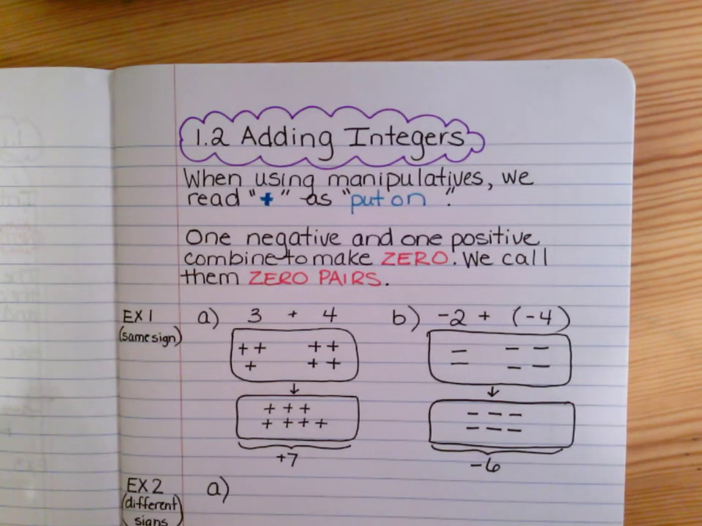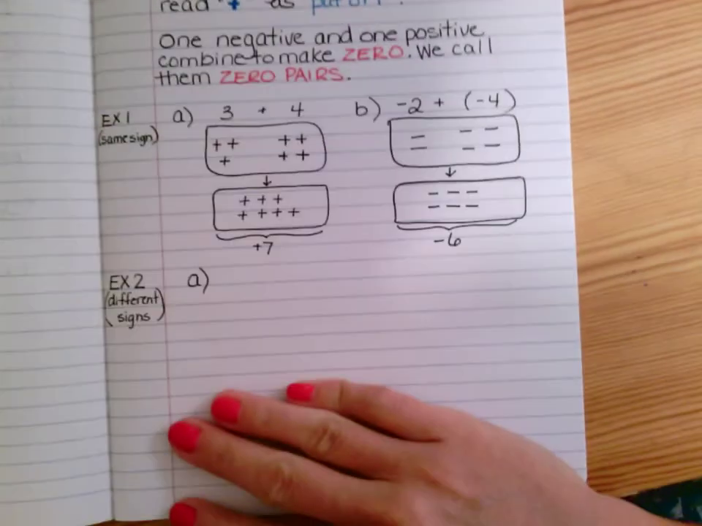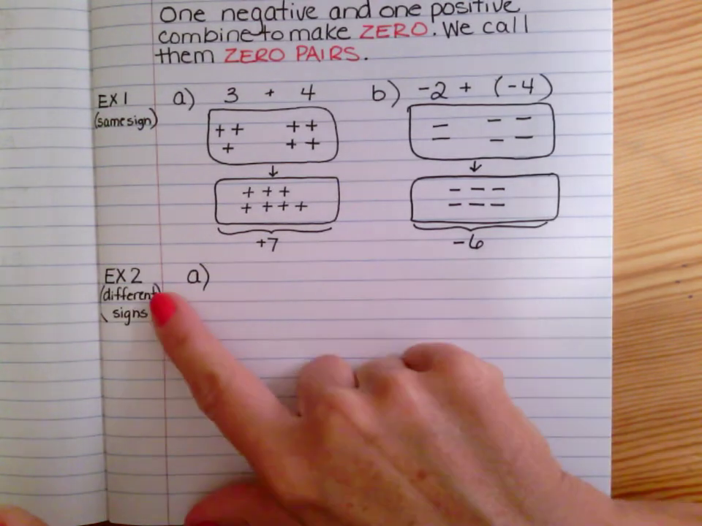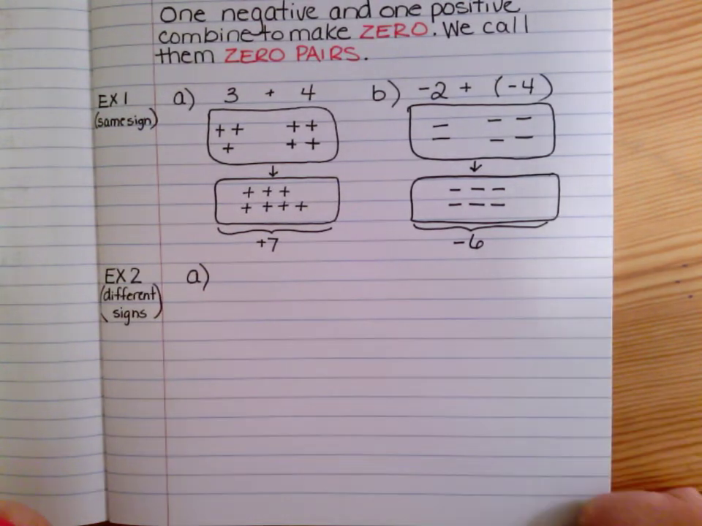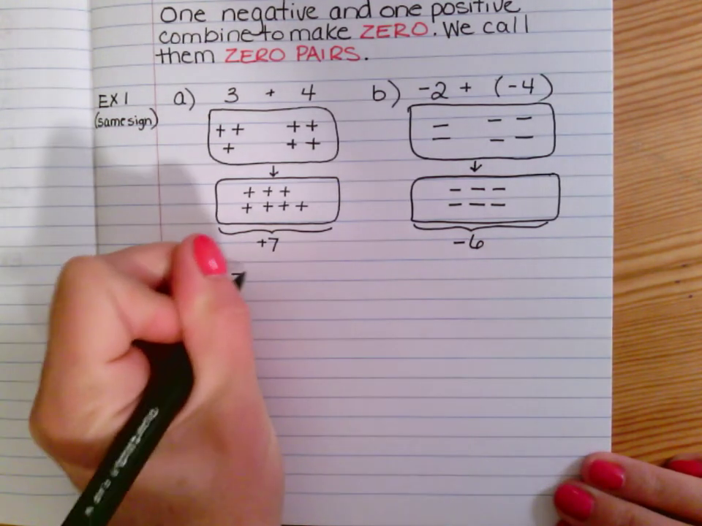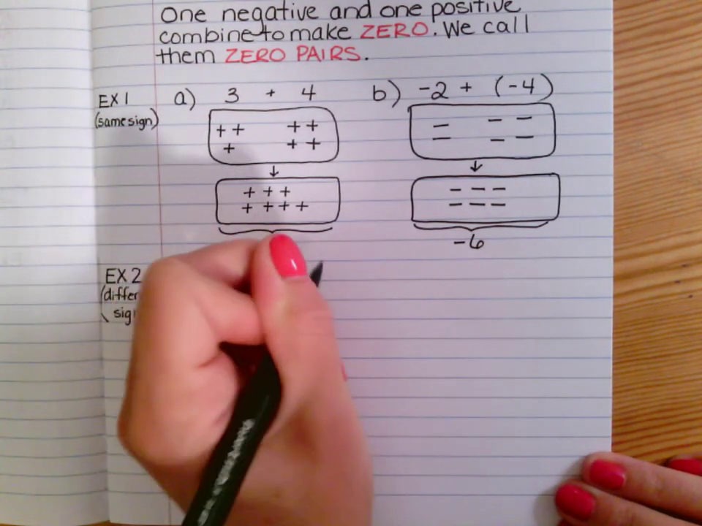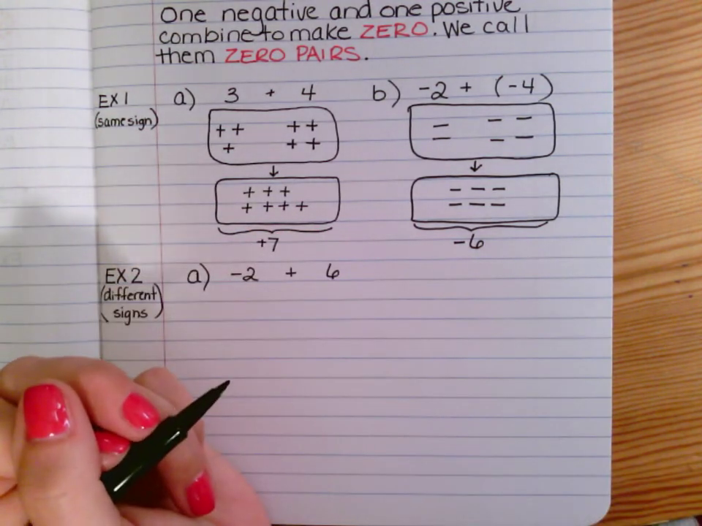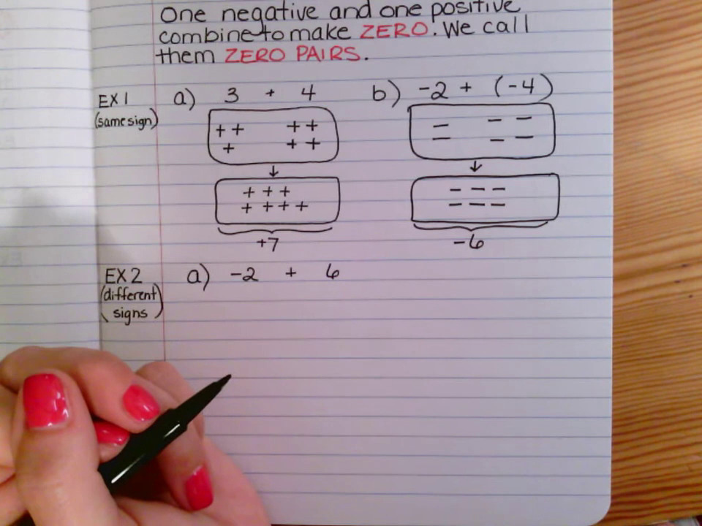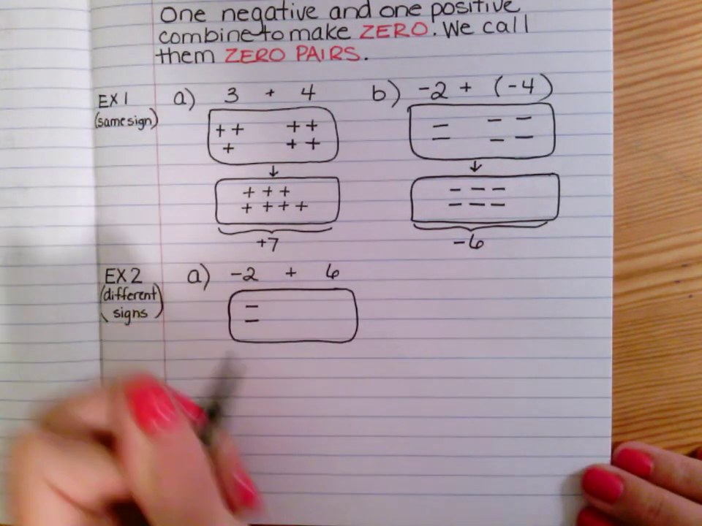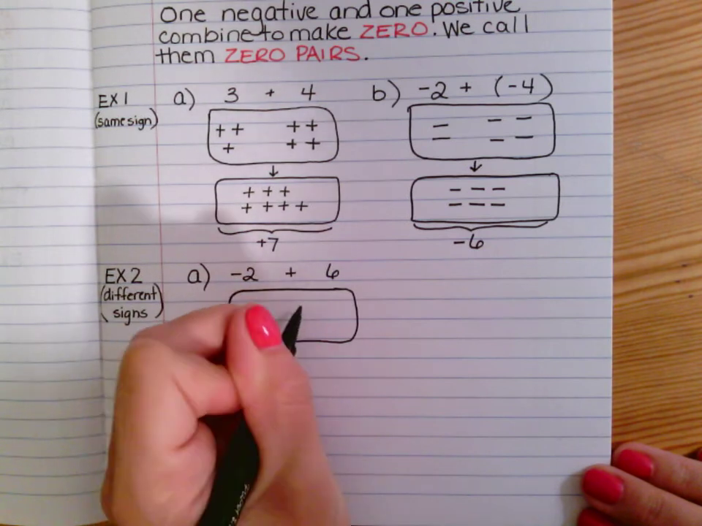The more interesting thing happens when we have to add numbers that have different signs. So for our second example, we'll do 2 examples where the signs are different. So the first one we'll illustrate is negative 2 plus a positive 6. So let's draw the pieces that represent a negative 2 plus a positive 6. Okay, so for negative 2, we would have 2 of our little negative pieces, and for positive 6, we'd have 6 of our little pluses.